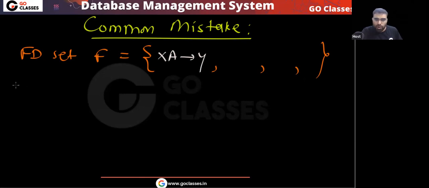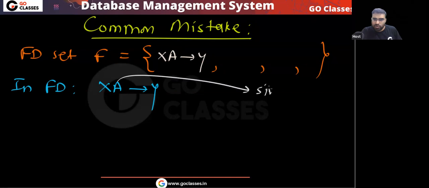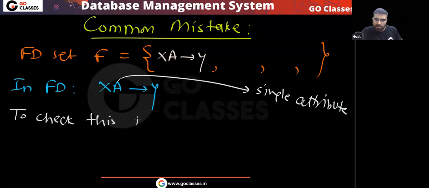Now what do you want to check? You want to check whether this A is extra or not. In the FD XA determining Y, this A is a single attribute, and you want to check whether this attribute is extraneous or not. So this is what you want to check: whether this A is extraneous or not.